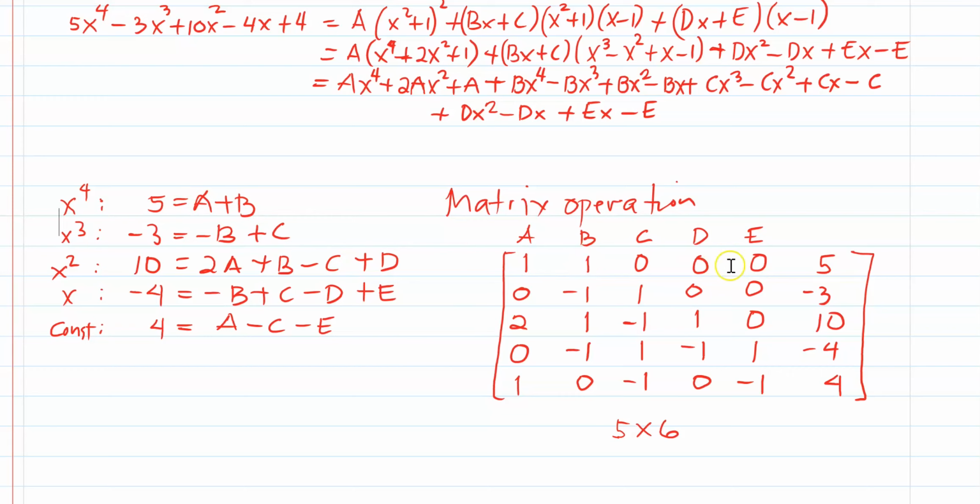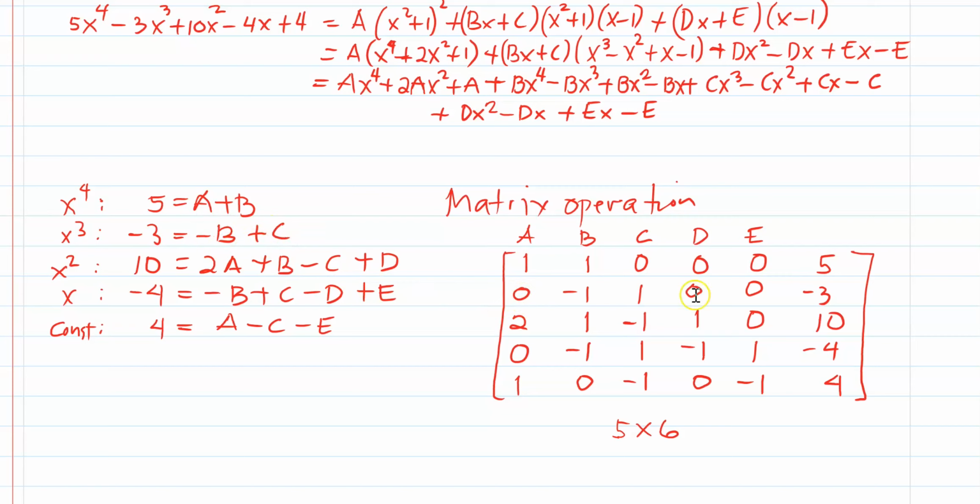And then we have equals 5 on the left side, so we will write that 5 on the last column. Second equation, we have negative 3 equals negative b plus c. There is no a, so our a is 0. Our b is negative 1. Our c is positive 1. D is 0. E is 0. And the last column is negative 3.